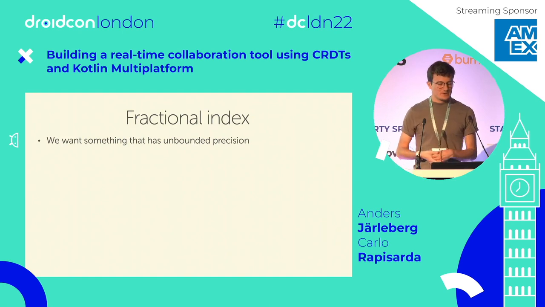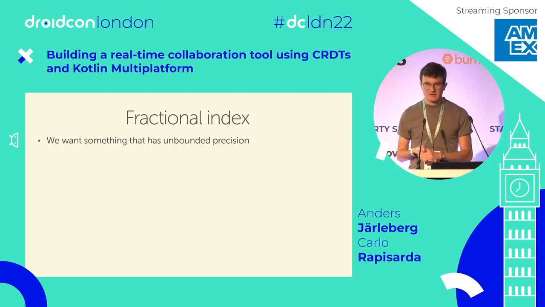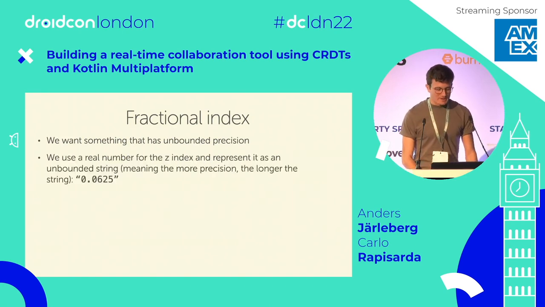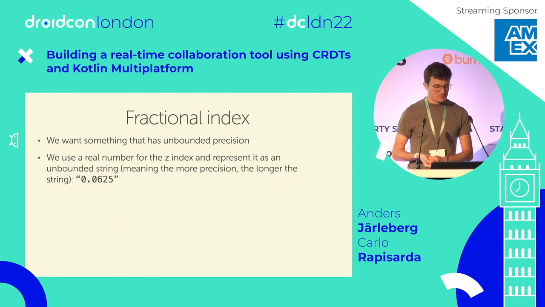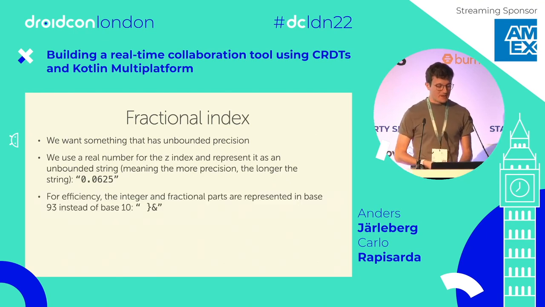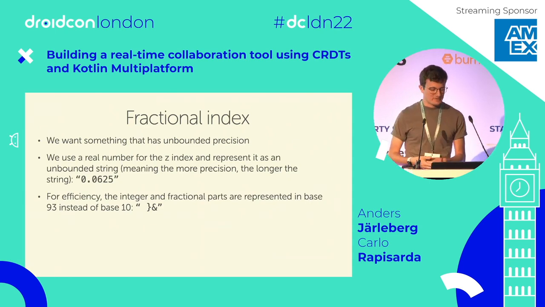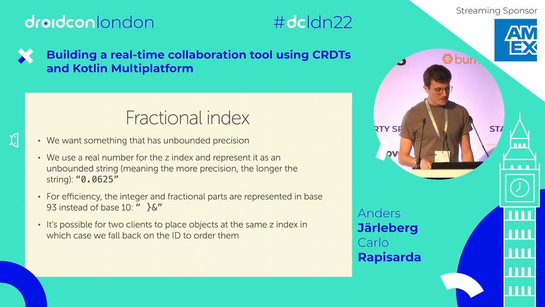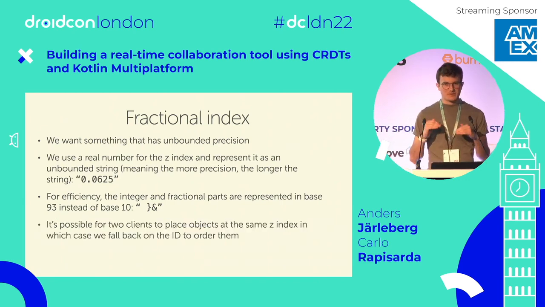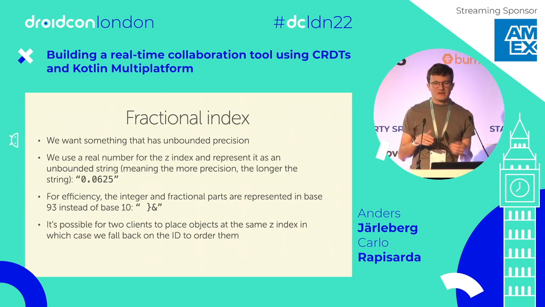So we ended up using something called fractional index, inspired by Figma. And it works a little bit like Java's big decimal. It's still a real number, but it's stored as a string. And here, more precision simply means that the string will be longer. And for efficiency, we store in base 63. It's still possible for two objects to end up with the same Z index, but in that case, we fall back on the object's identifiers. Because the important thing is that the behavior is consistent across all clients.